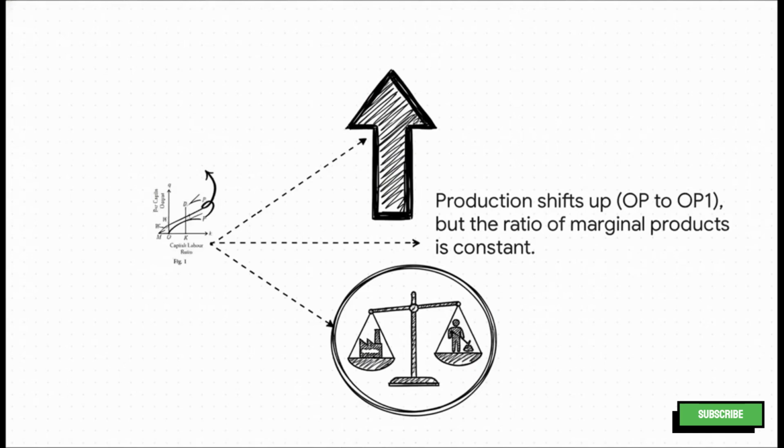And what's really cool is how this looks on a graph. The entire production curve shifts up, from OP to OP1. That just means we're getting more stuff done. But notice that tangent line coming from point M. The slope of that line represents the balance between capital's productivity and labor's productivity. And since it hits both curves just right, it shows that the balance between them hasn't changed at all.